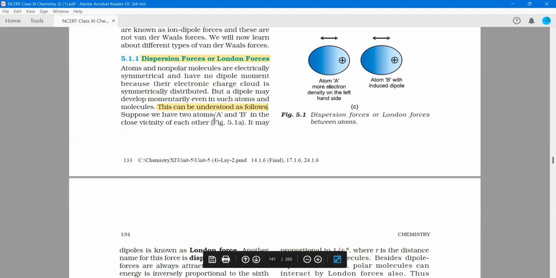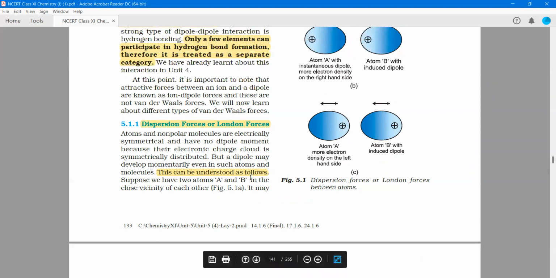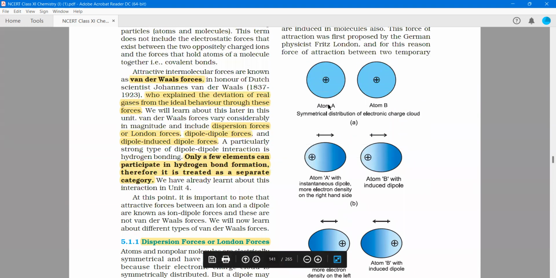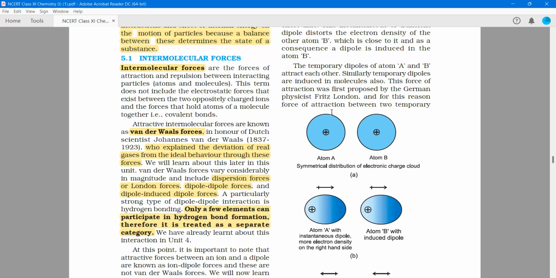Suppose we have two atoms A and B in close vicinity to each other. These forces are not that strong, so the atoms or molecules having such forces need to be in close vicinity. In Figure 5.1a, both atoms look symmetrically neutral. All of them have a symmetrical distribution of the electron charge cloud.